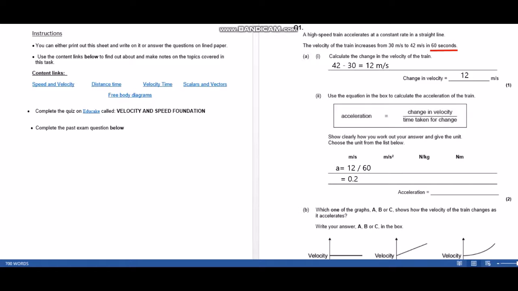So we've done that, but choose the unit from the list below. Now the units of acceleration are meters per second squared. So finally in the answer for acceleration, what we're going to write is 0.2 meters per second, and don't forget it's squared.